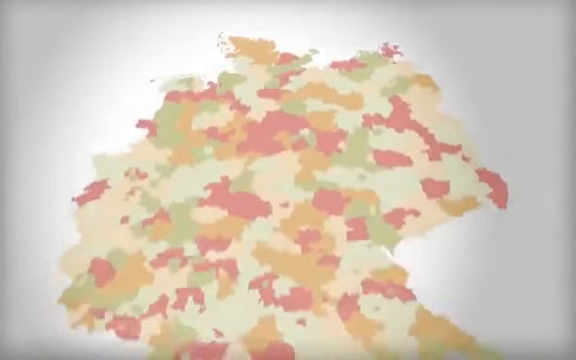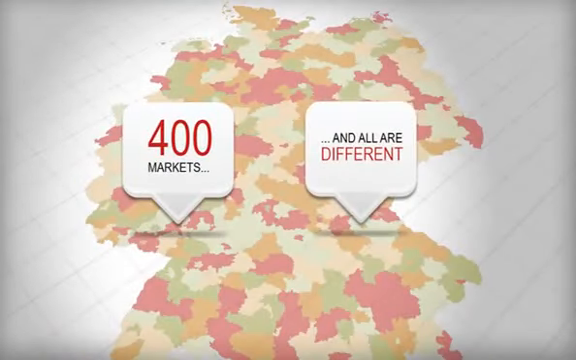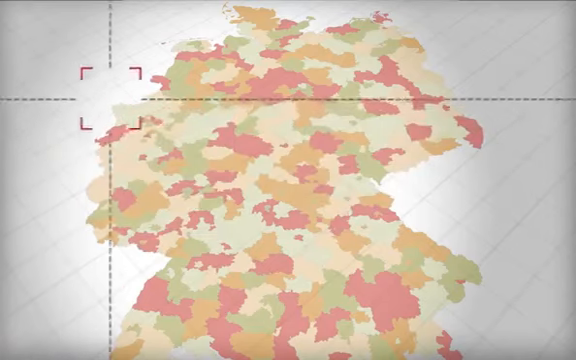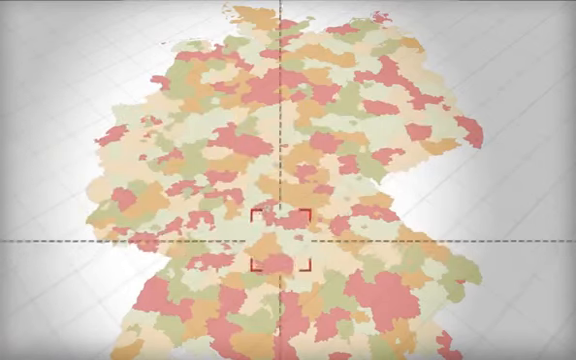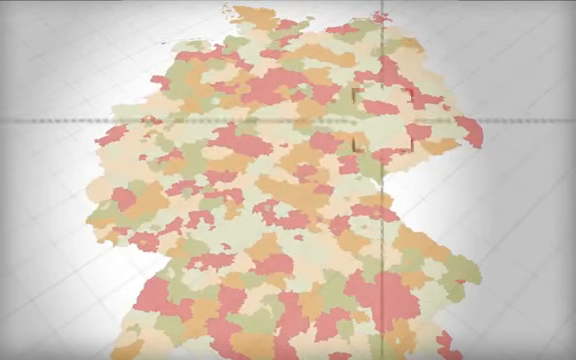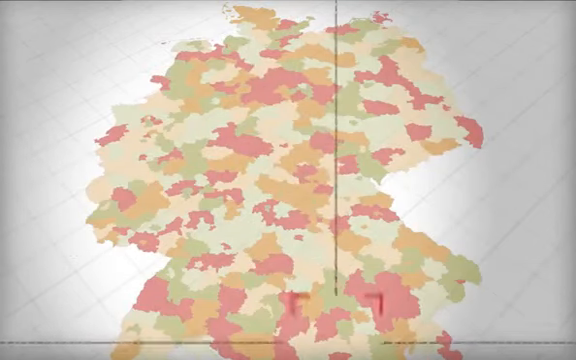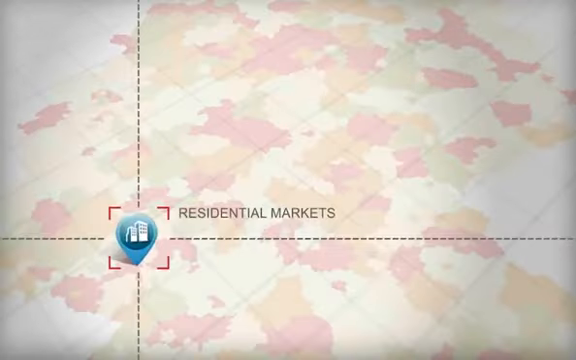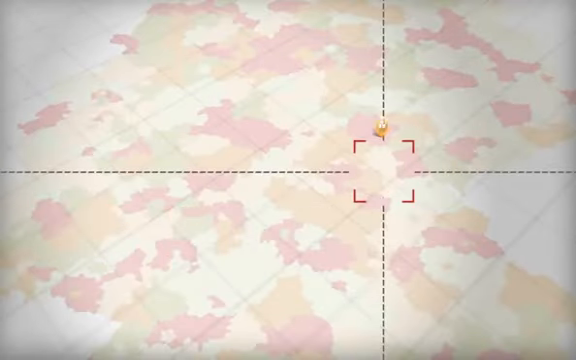Markets. Germany consists of more than 400 markets to track for investment opportunities. Dream helps to navigate through these markets, monitors them sector by sector, comparing and identifying their strengths and weaknesses. Currently, Dream is monitoring residential, retail and office markets in Germany.